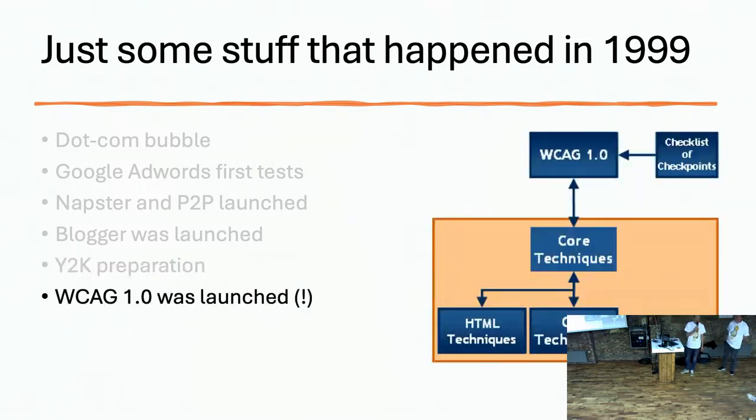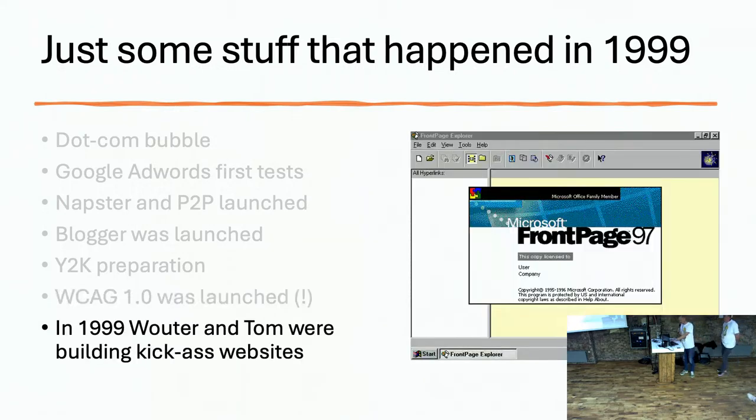You might not even know it, but 25 years ago, the first accessibility guidelines were launched. 25 years ago. Okay, more of that later. Back to Wouter, I think, because we were not using Microsoft FrontPage.